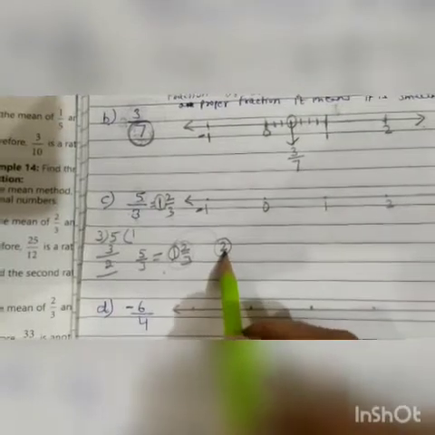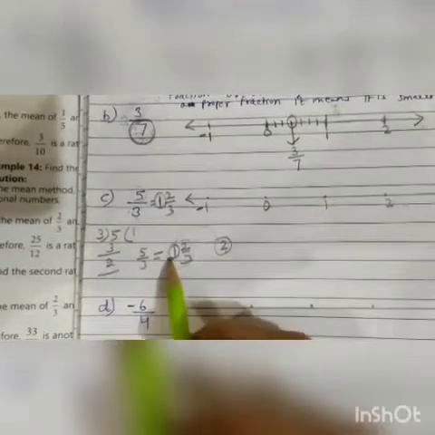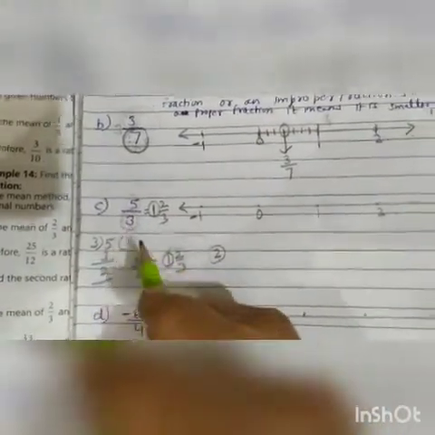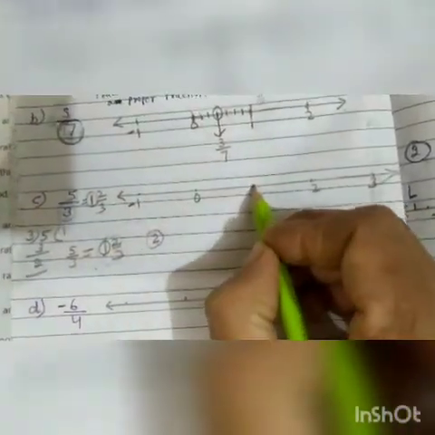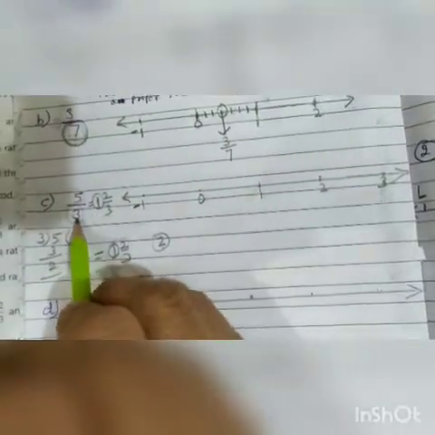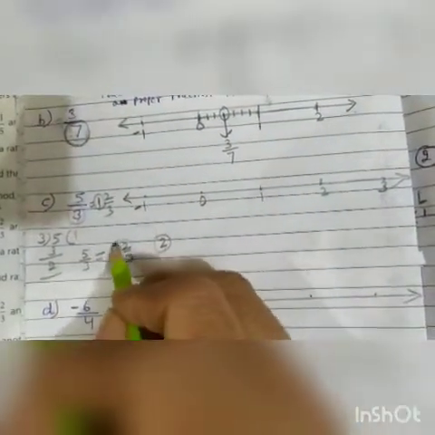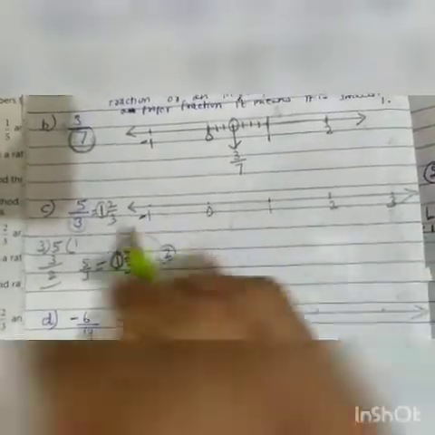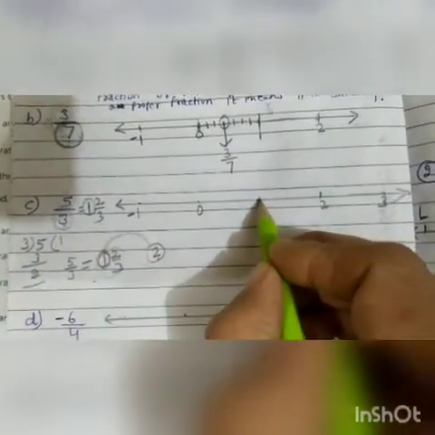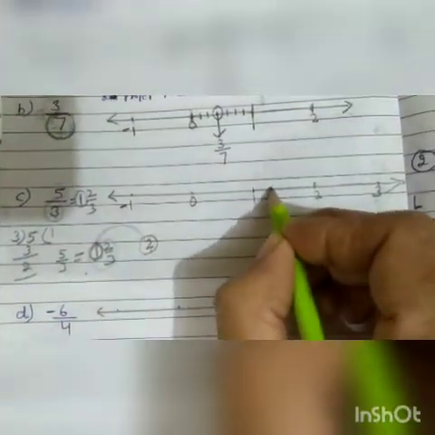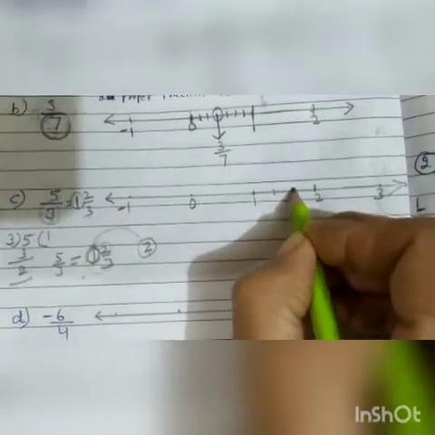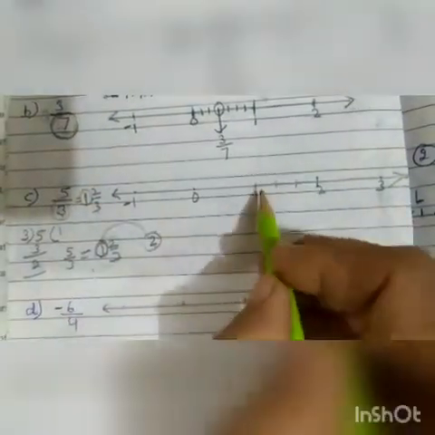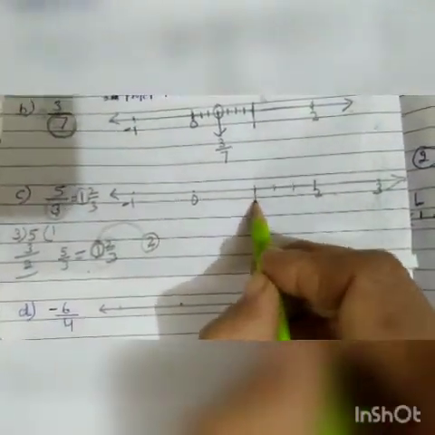So this time we will divide the unit distance between 1 and 2. Here what is the denominator? Denominator is 3. So we will divide this distance between 1 and 2 into 3 divisions, because 1 is already a whole number and the next number is 2. So we divide it, and the denominator is 3, so we divide this distance into 3 parts. This is 1, 2 and 3. This is 3. Clear?